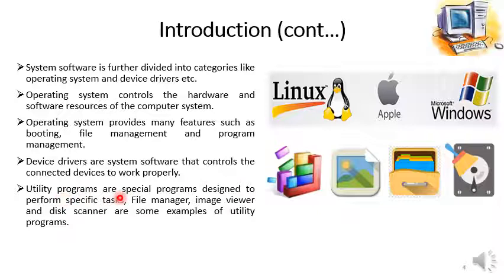Utility programs are special programs designed to perform specific tasks. File manager, image viewer and disk scanner are some examples of utility programs. Apart from these three, there are also many other utility software, like the disk defragmenter utility software, image viewer, file manager, disk cleaner. These are the icons of these different utility software.